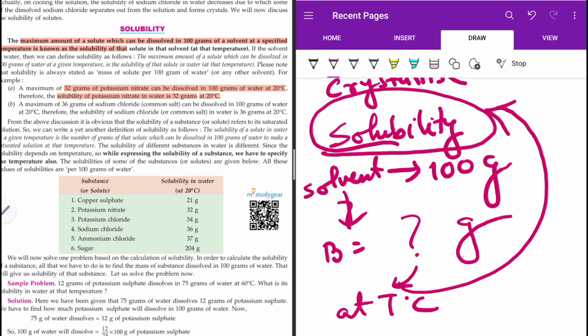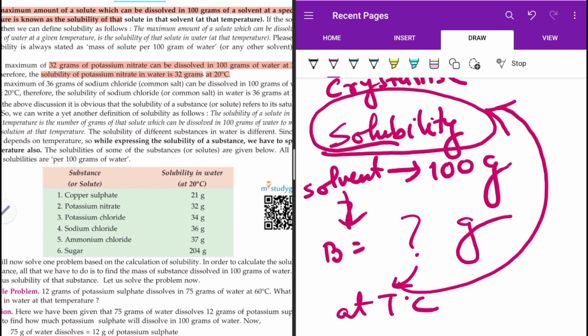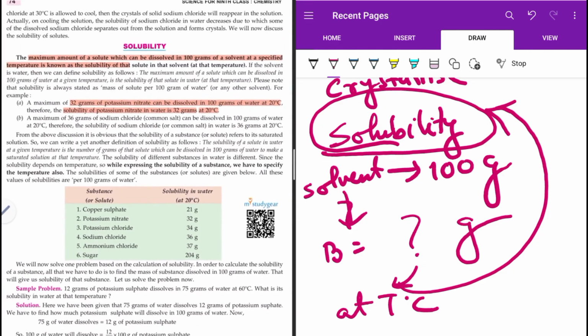Of course, it depends on what solvent you are taking, number one, and number two, at what temperature you are taking it. So it depends on these two factors. So the solubility of potassium nitrate in water at 20 degrees Celsius is 32 gram. That means 32 gram of potassium nitrate is the maximum possible dissolution in 100 gram of water if the temperature is 20 degrees Celsius.